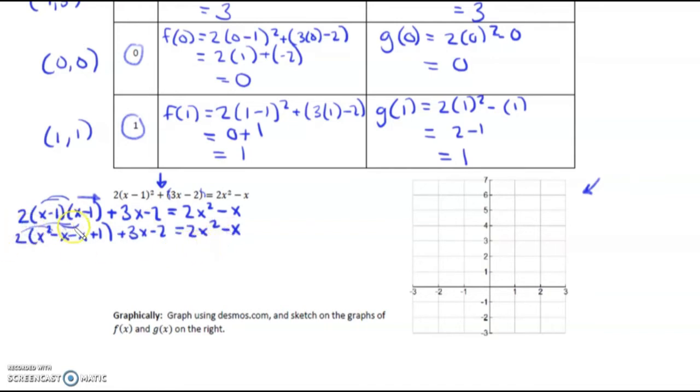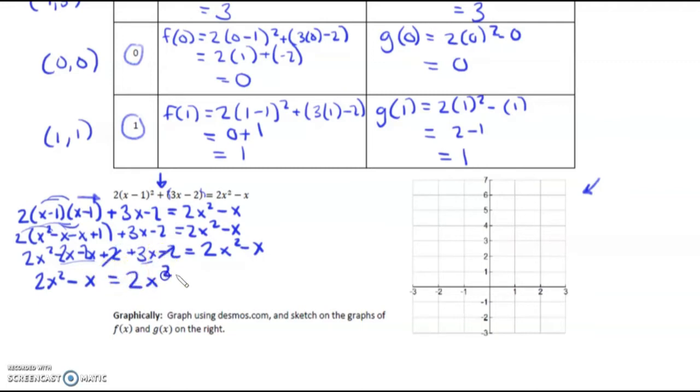Okay, now let's expand the 2 into the bracket. So we have 2x squared minus 2x minus 2x plus 2 plus 3x minus 2. Okay, now let's collect like terms. We get 2x squared, minus 2x minus 2x is -4x, and then plus 3x, we're going to get -x. And then the positive 2 and the -2 cancel out. So algebraically, these two functions are equivalent.